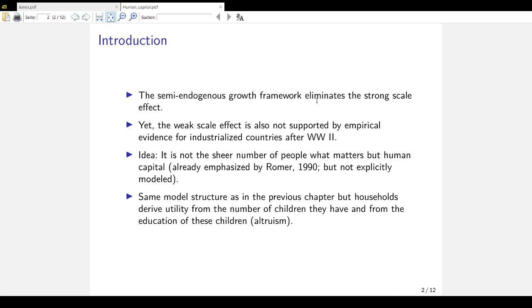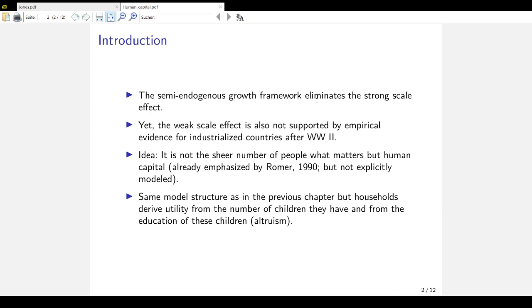And this trade-off is very well established in the family economics literature, where households derive utility not only from the consumption, but also from the number of children and from the education of each child. So there is a certain degree of altruism in the model.